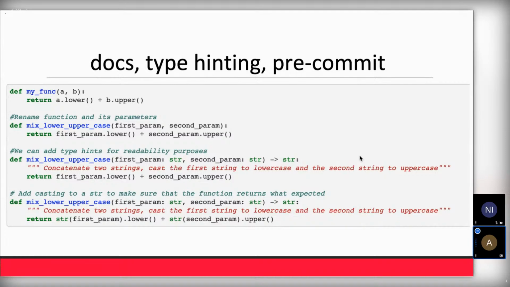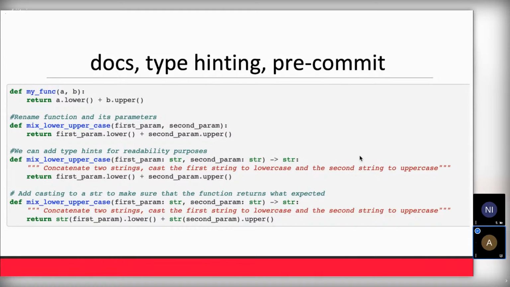So in this case, if you are using type hints, you're just defining what kind of object you expect to get out. You see that I'm saying mix lower uppercase. The first parameter I expect to be a string. The second parameter I expect to be a string. And the return, the result of the function, should be a string as well. Then I add just a simple one-line docstring, and I'm saying, okay, I concatenate two strings, cast the first string to lowercase and the second string to uppercase.